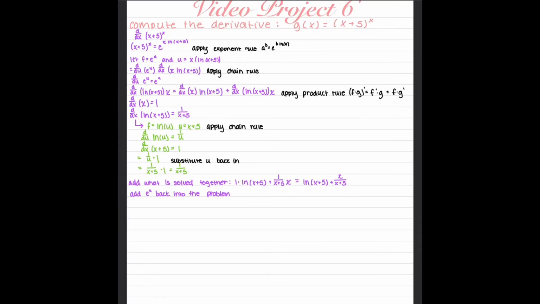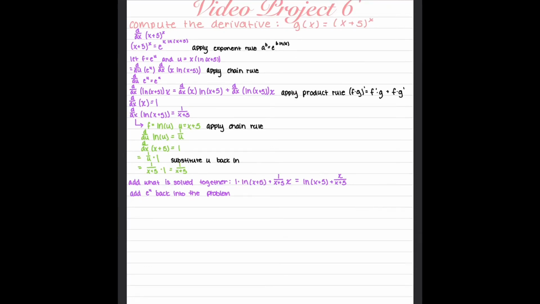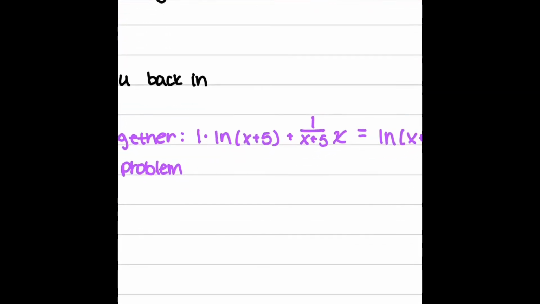Alright, just going to zoom out one more time just so you can see everything that's going on. So we're going to let e to the u times, and then what we said above, it's going to be the natural log of x plus 5 plus x over x plus 5.